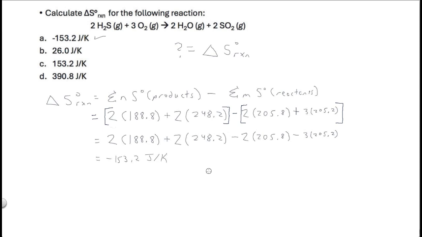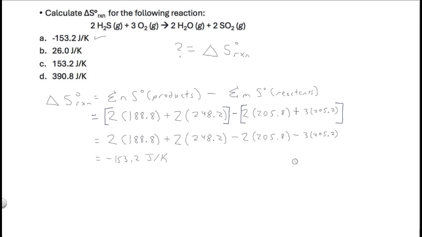Here is the complete math for using this formula. In the first line, we put brackets around the sum for the products, and we put brackets around the sum for the reactants. Then we can simply drop these brackets around the sum of the products. We cannot simply drop these brackets. Instead, we need to distribute this negative sign over each term for the reactants.